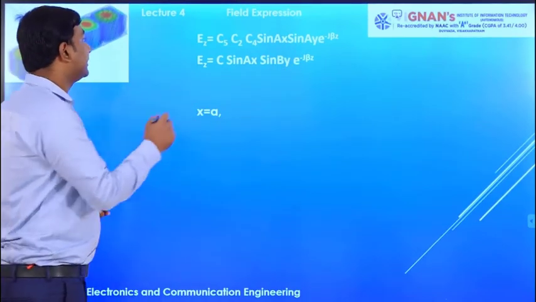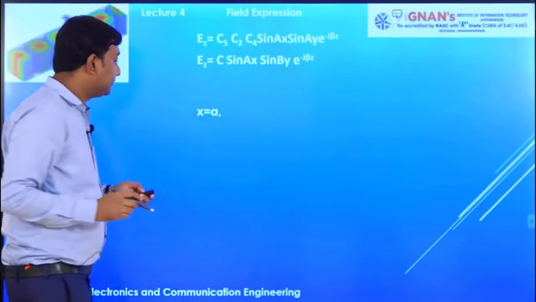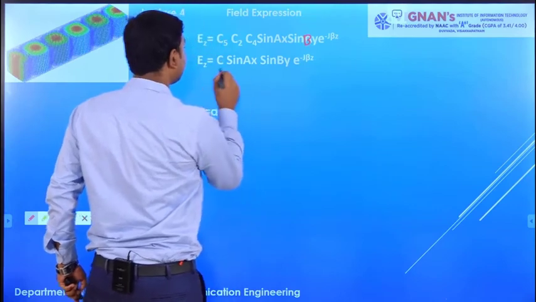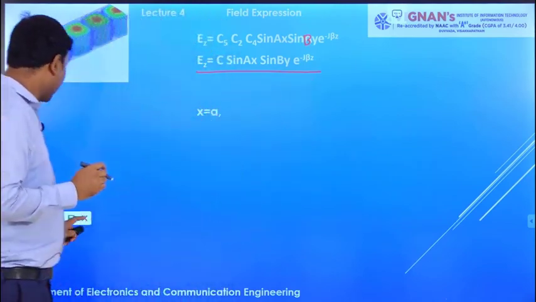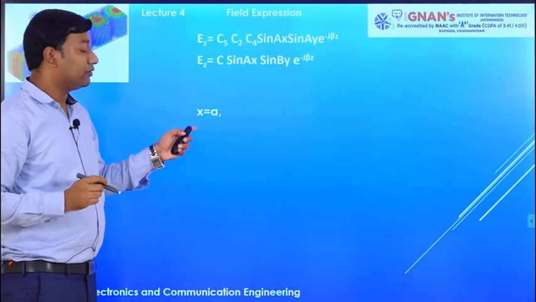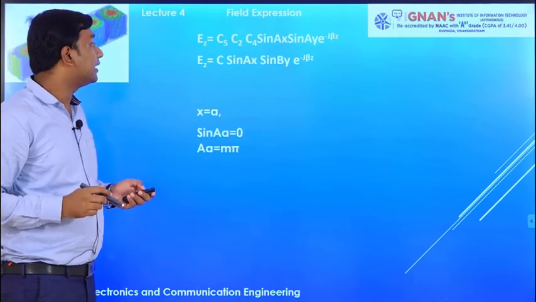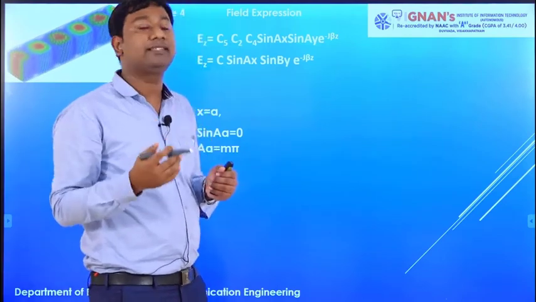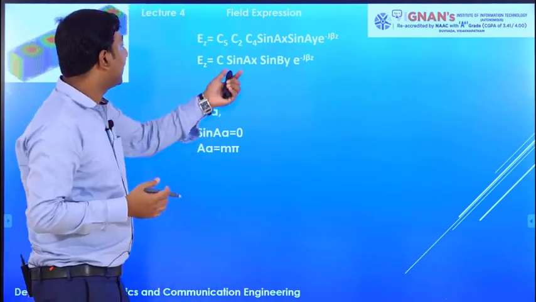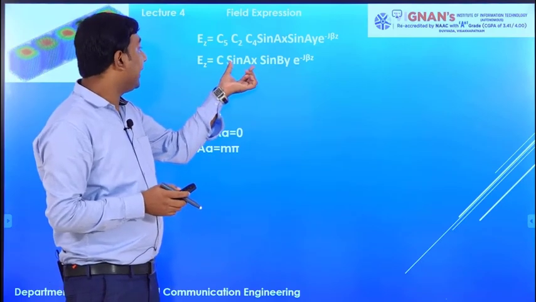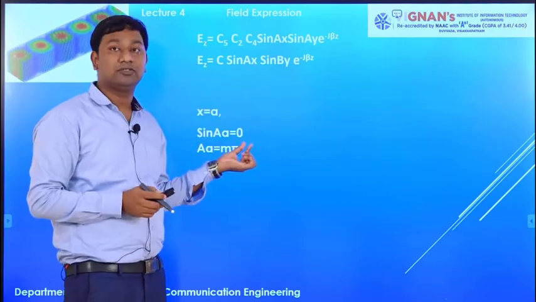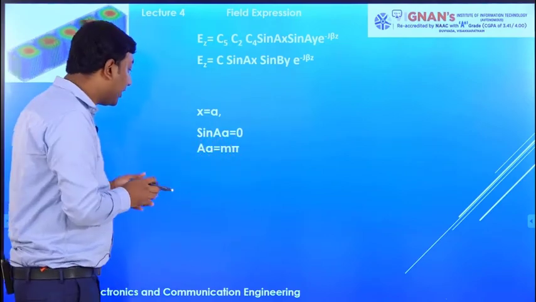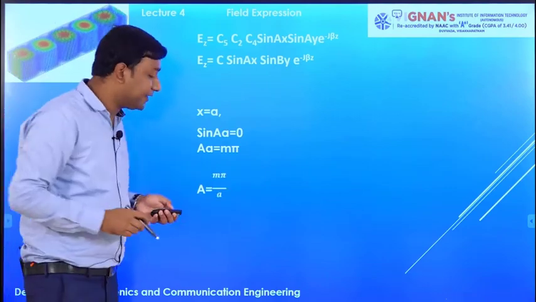Whenever we see the sin term here, we will refer to this equation. When x equals a, the Ez value will be 0, whereas in the earlier case we took x equal to 0. Now with x equal to a, sin of (small a times a) will be 0. So if sin is 0, then small a times a will be m pi, so small a will be m pi divided by a.